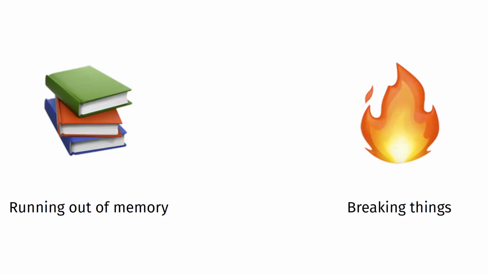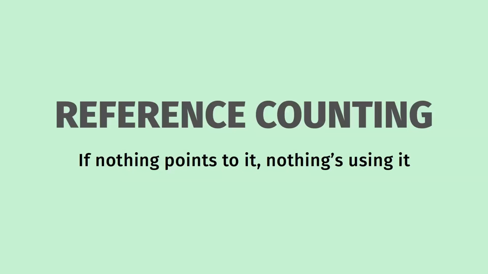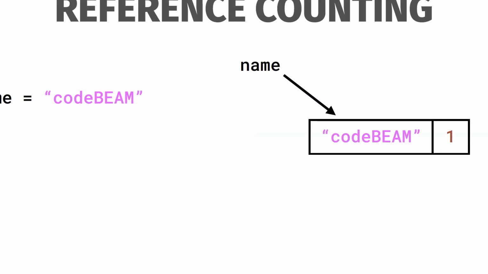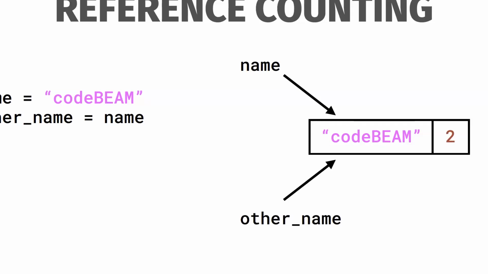So first of all, the most simple, straightforward way is called reference counting. The basic idea is if nothing points to it, nothing's using it, so I can throw it in the garbage. What we do, and this is all pseudocode, not any real code, is for everything that we store, we keep track of how many things reference it. You would almost have expected that because it's called reference counting. So let's say we have a variable and we give it the value code-beam. We put that string somewhere in memory. The garbage collector, or the memory allocator, tells us where to put it. And it says, okay, one thing, the variable name, is pointing to this. Now we make another variable, very creatively named other name, and point it to that same string. Now there are 2 things referencing the string code-beam.